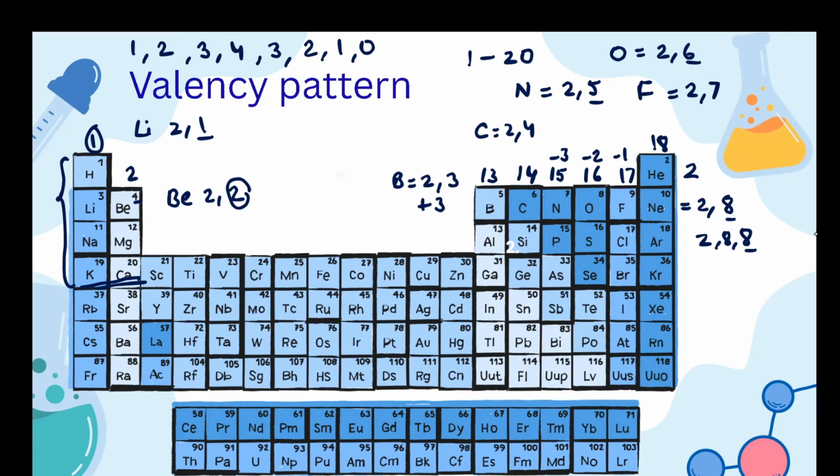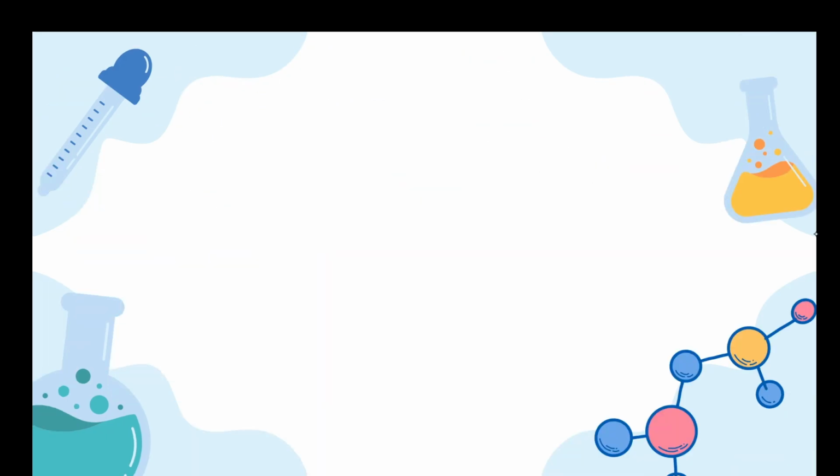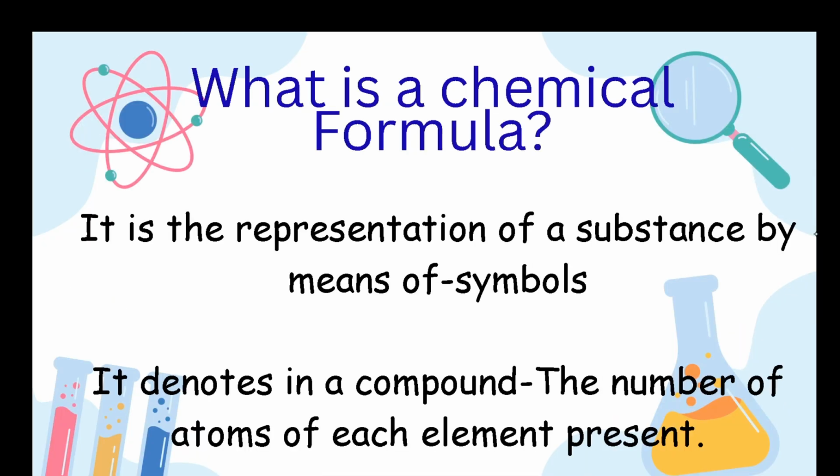Okay, so for groups 1 to 4, the valency remains the same, whereas when we move towards group 5, it changes to -3, -2, -1 and 0. So that is what you have to remember only for the first 20 elements. Okay. Next, we are going to see what a chemical formula is.